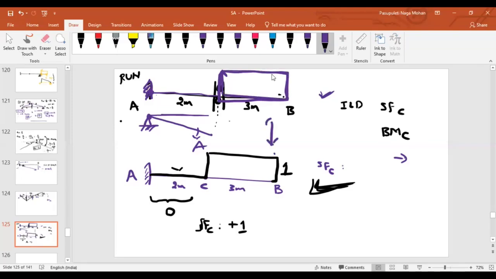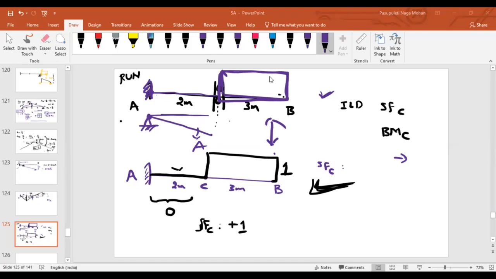Now you can compare these two. Is it okay? Any doubt? It's just a cantilever problem, right? Any doubt in these two cases, the first one and the second one? If you have any queries, let me know. Clear?